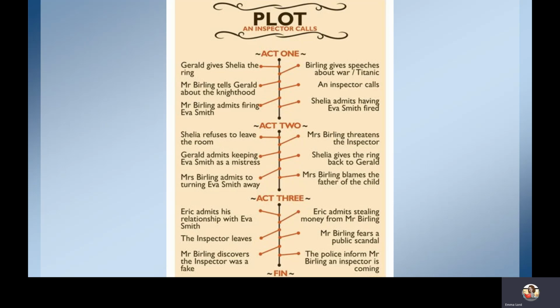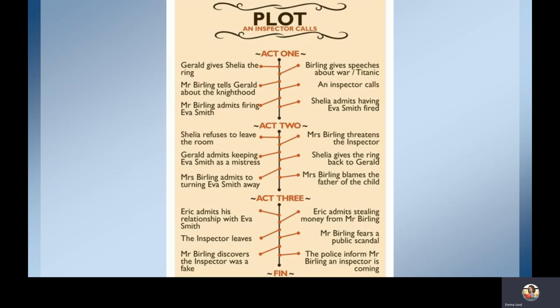Then we have Gerald and his whole interrogation and his admission that he did keep Eva Smith, or Daisy Renton, as a mistress. Then Sheila gives back the ring to Gerald. Mrs. Birling then admits that she turned Eva Smith away from the charity. And at the end of Act 2, Mrs. Birling is absolutely laying into the anonymous father of the child and saying how he should be held to account for the responsibility.